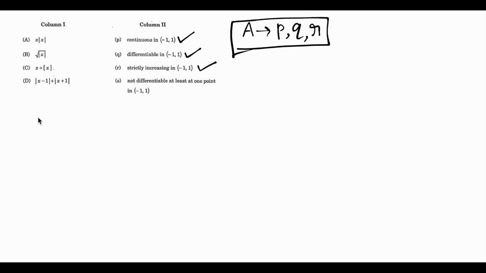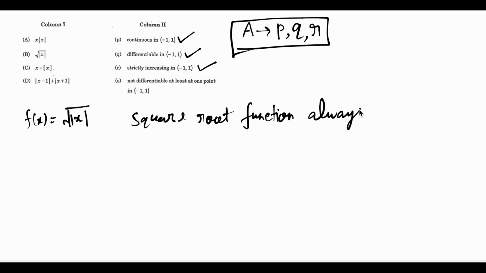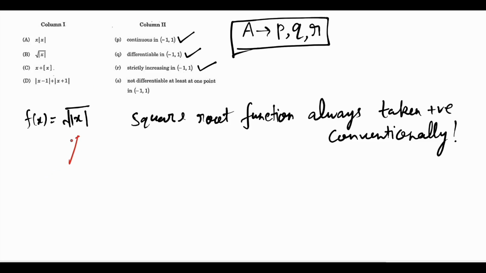Okay, so let's now try the next function, which is f(x) equals square root of mod x. And by convention, a square root function is always taken as a positive function. Okay, so if we have to draw this function, then we must first decide the domain of this function. And as we know, mod x is always going to be positive for all real values. It also means that we are going to draw the graph for all the real x values.